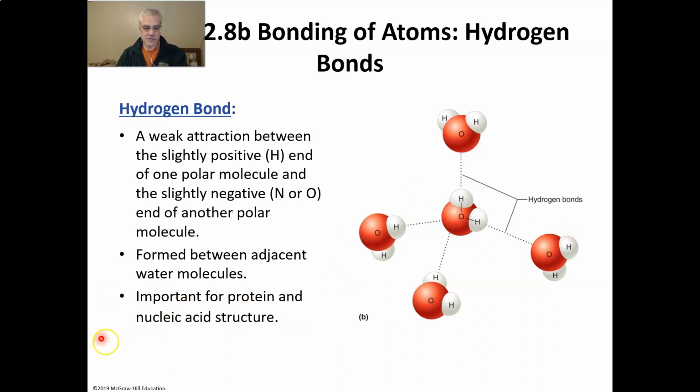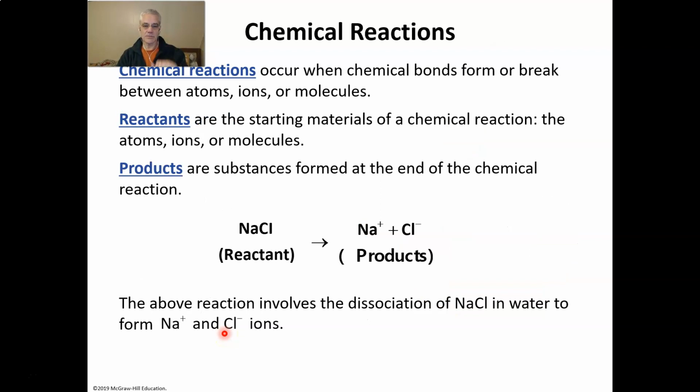And you're going to see this comment down here. Hydrogen bonds are important for protein structure and nucleic acid structure. And we haven't even gotten to what a protein is and what a nucleic acid is. But just remember, they're important. Okay, chemical reactions. Now, we have to talk about how do these molecules react together. Right? A chemical reaction is when a chemical bond forms or breaks between an atom, an ion, or a molecule. It doesn't matter. Any of these things, when they react together, we call that a chemical reaction.